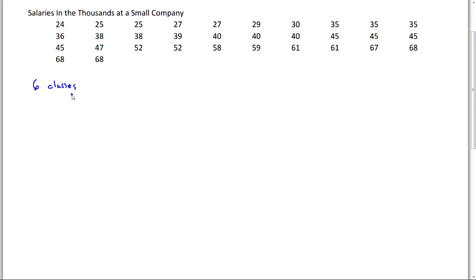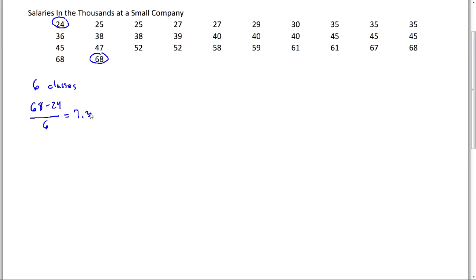So the first thing I need to decide is, if I want 6 classes, how am I going to break up the data? I'm going to take the smallest data point and the largest data point and subtract them, and then divide by 6 to see how this works out. Whatever I get, I'm going to round up just to keep the numbers nice, because in the end there isn't one scientific method to make the perfect histogram. What you're trying to do is make something that people can read easily.